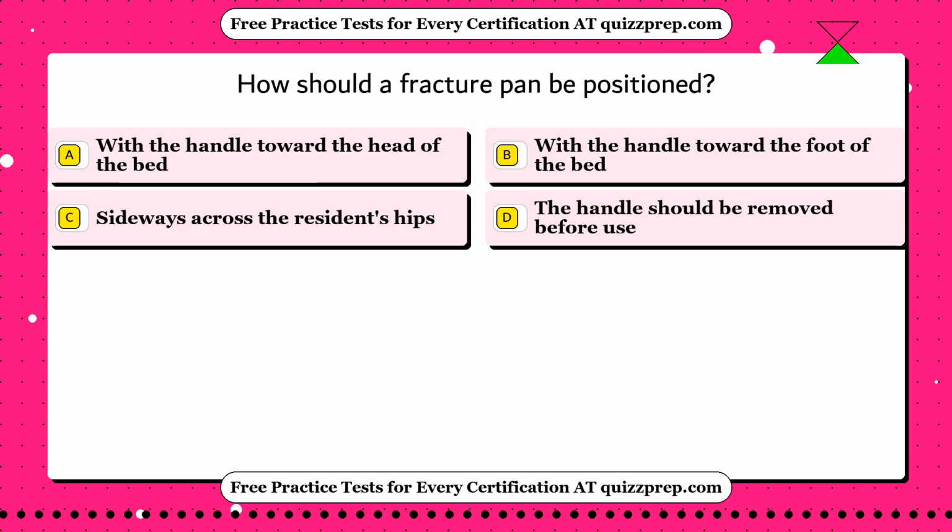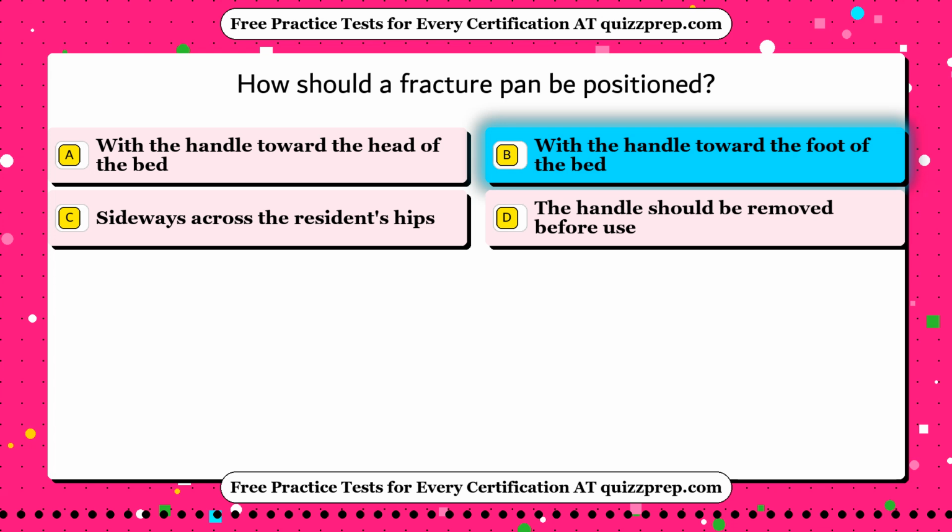Question 65. How should a fracture pan be positioned? Option A. With the handle toward the head of the bed. Option B. With the handle toward the foot of the bed. Option C. Sideways across the resident's hips. Option D. The handle should be removed before use.